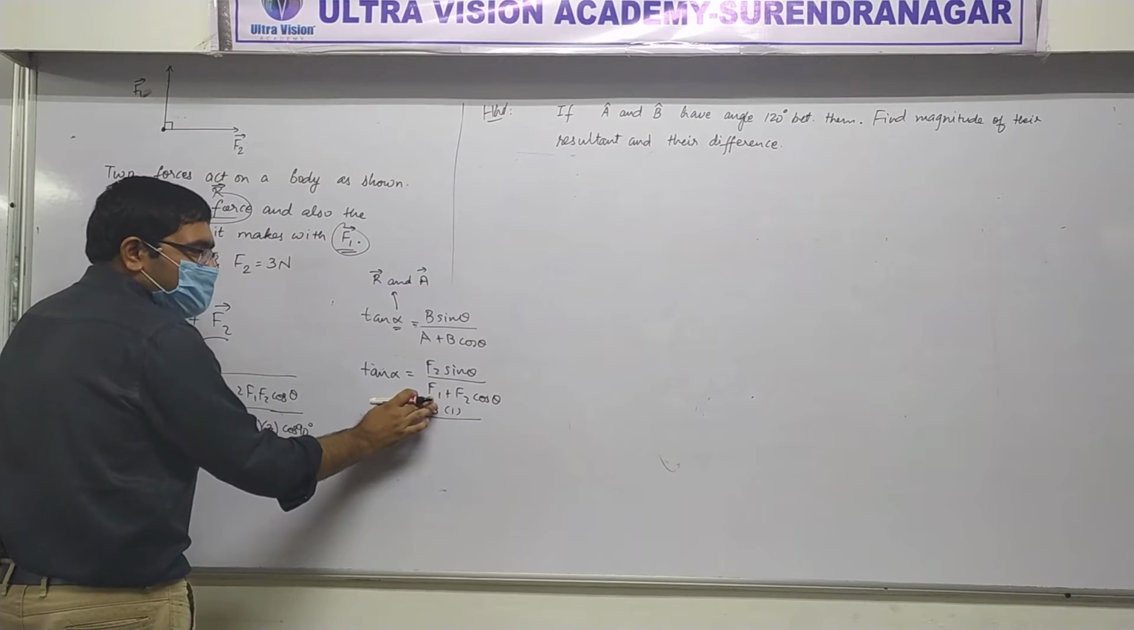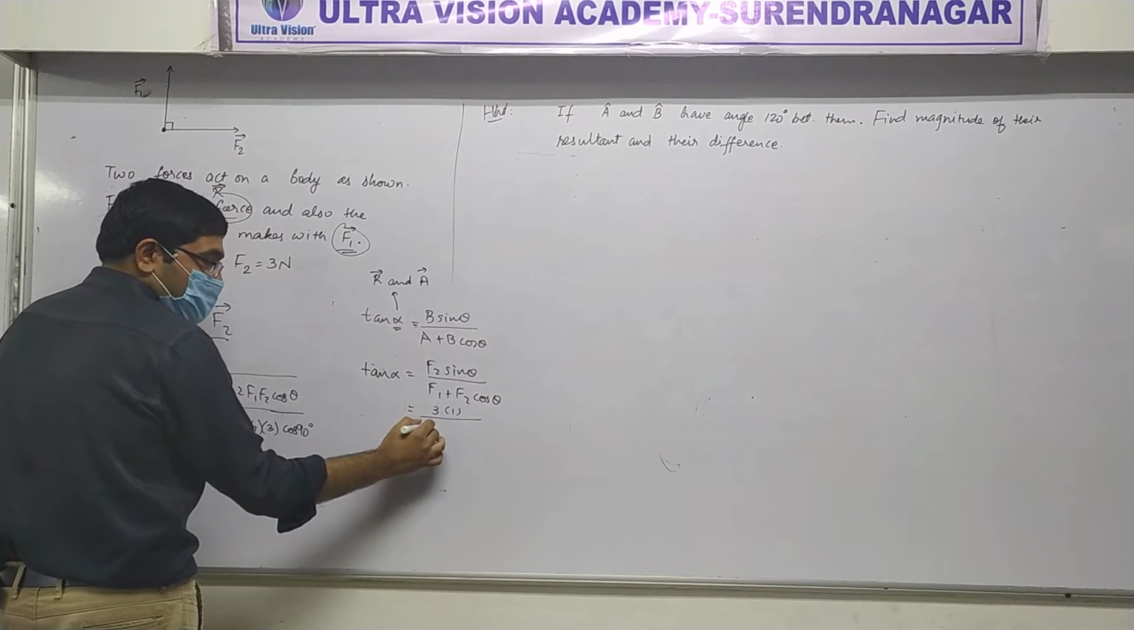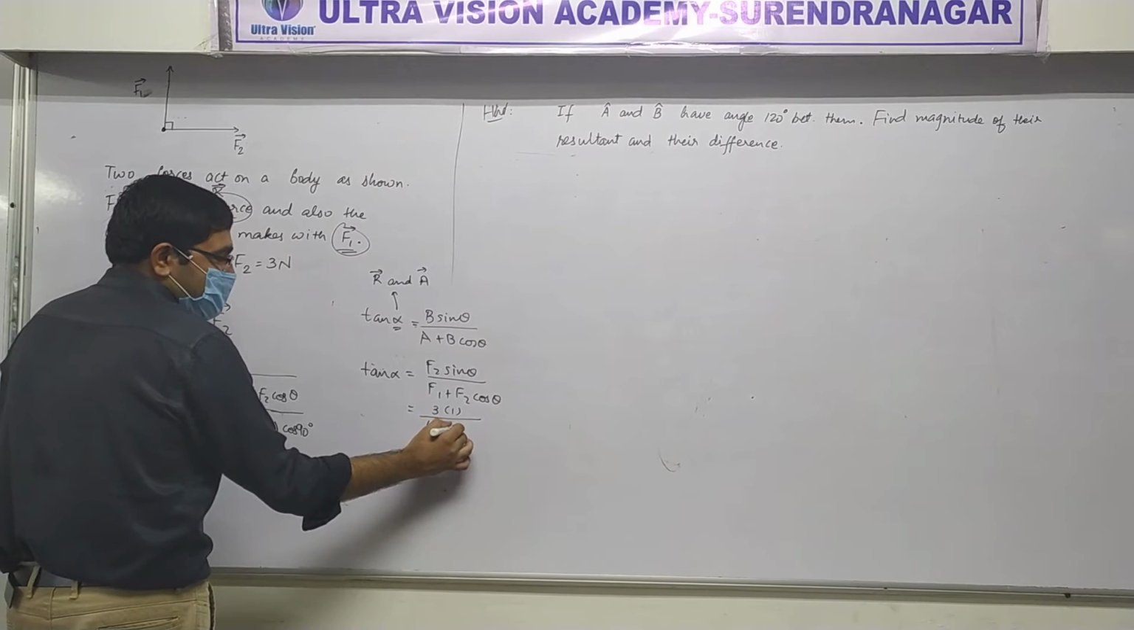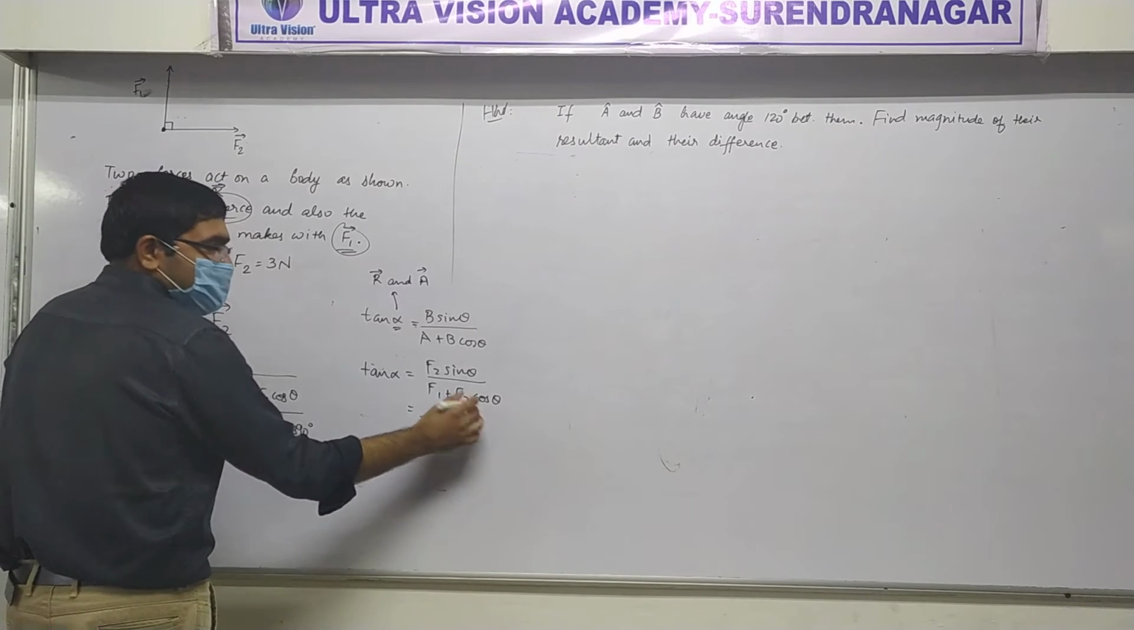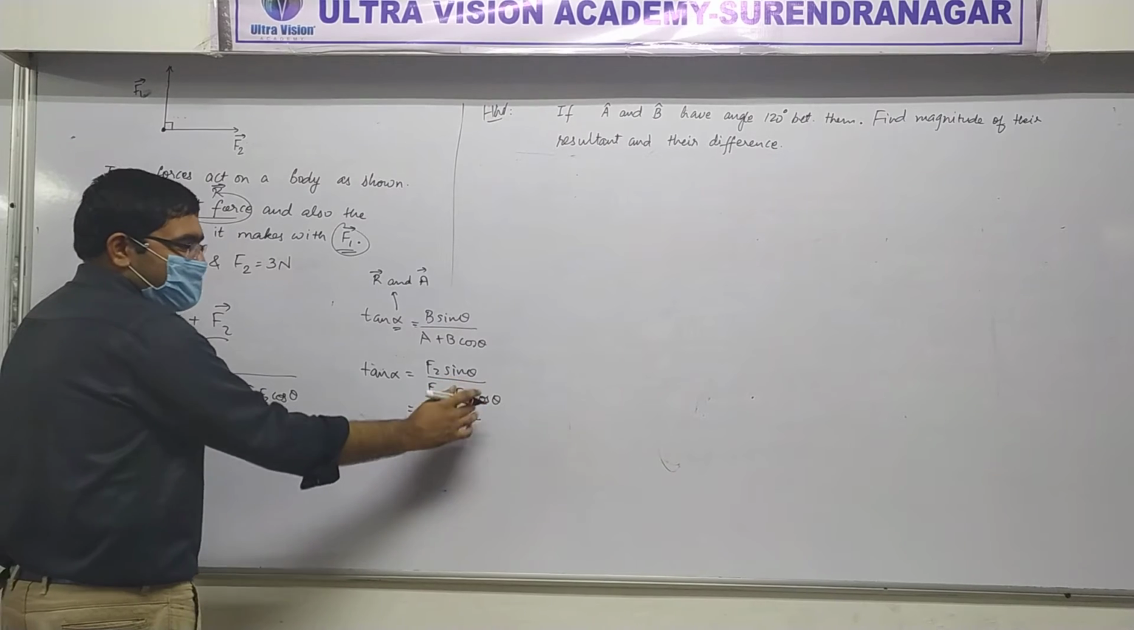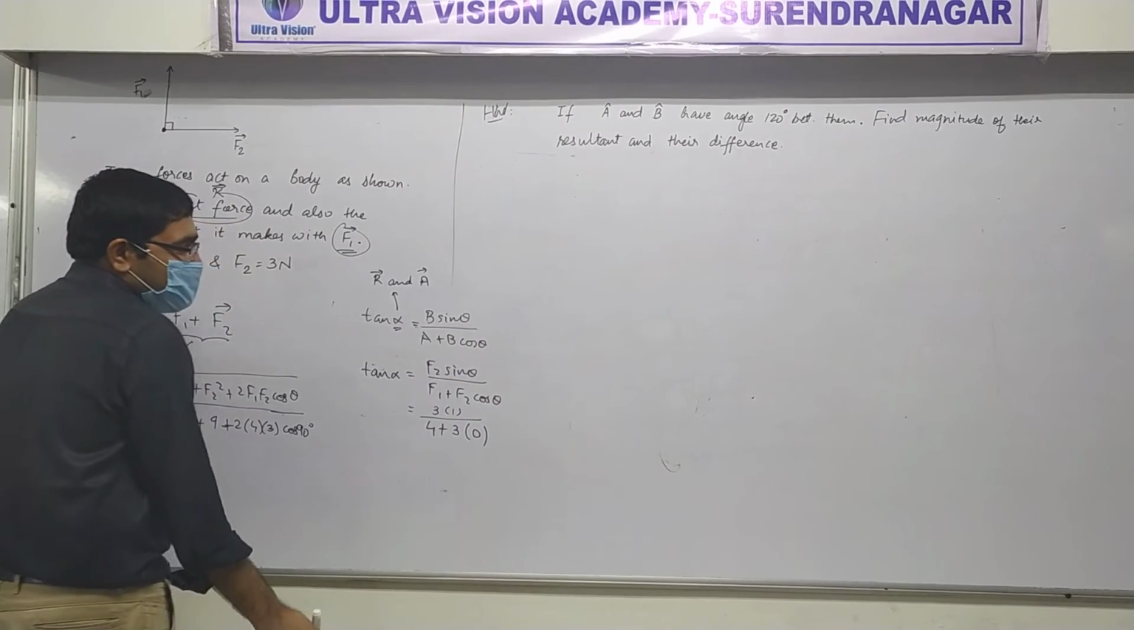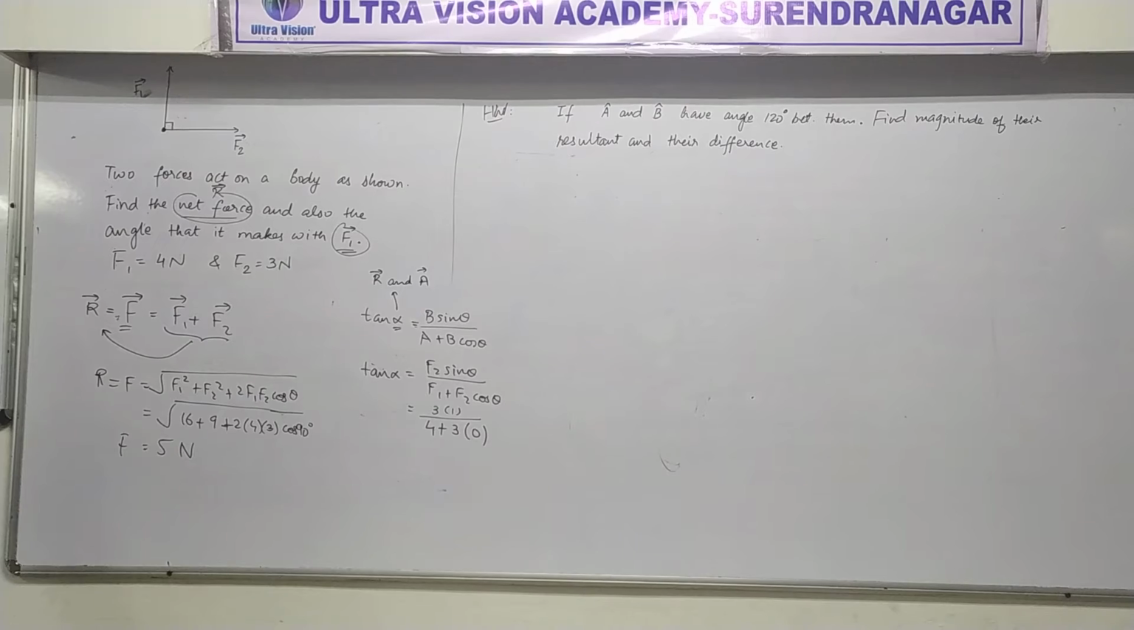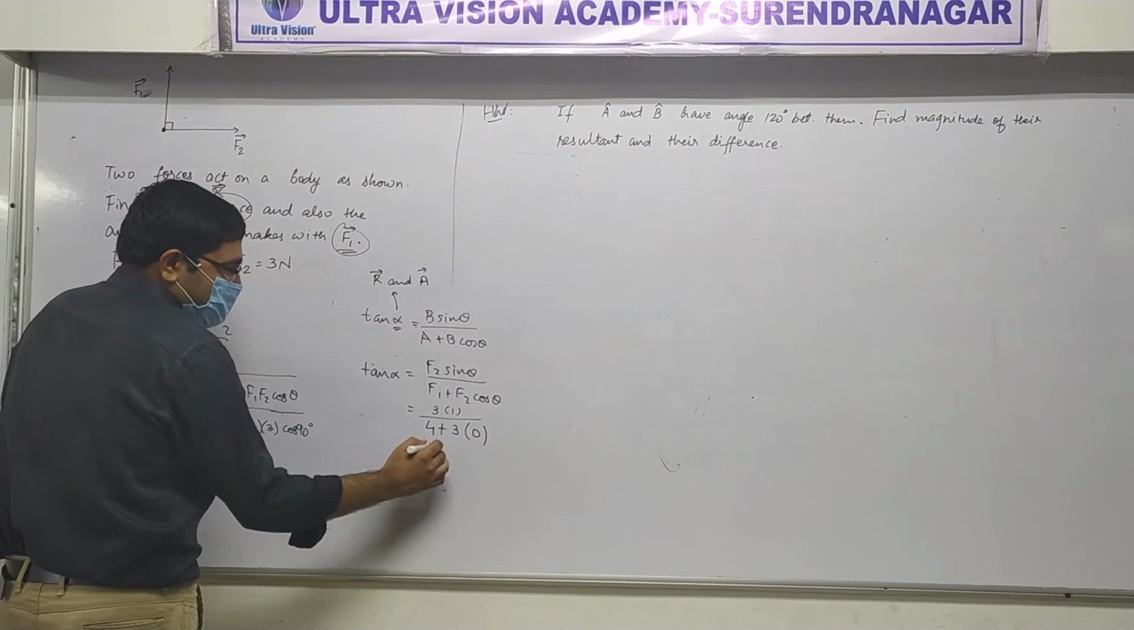F1 is 5. F2 is 3. Cos 90 degrees is 0. Is that clear or not clear? Yes. Okay, so what do we get?